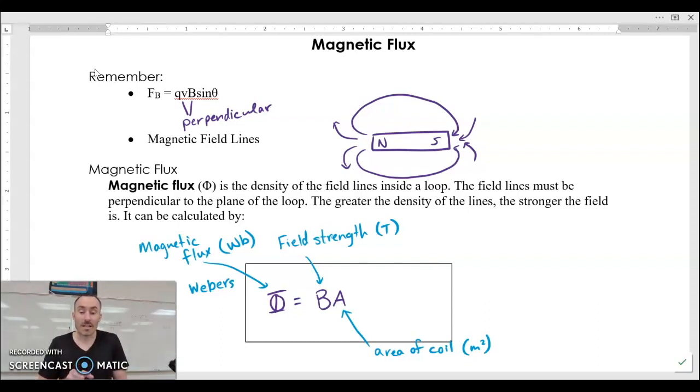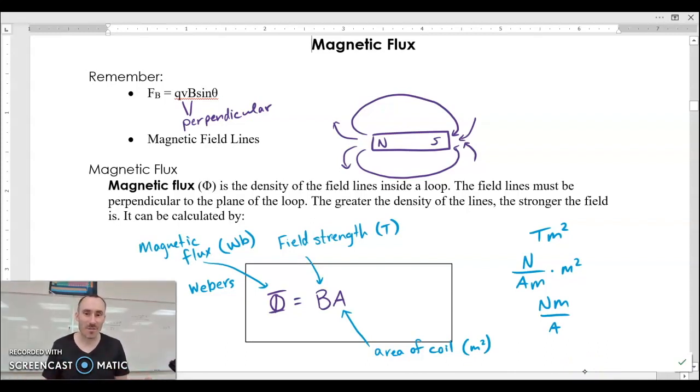If we quickly take a look at what its base unit would be, field strength is Teslas, area is square meters, so that's Tesla meters squared. Teslas is newtons per amp meter times square meters. So that would give us newtons, or Newton meters per amp. So that's sort of the base unit.